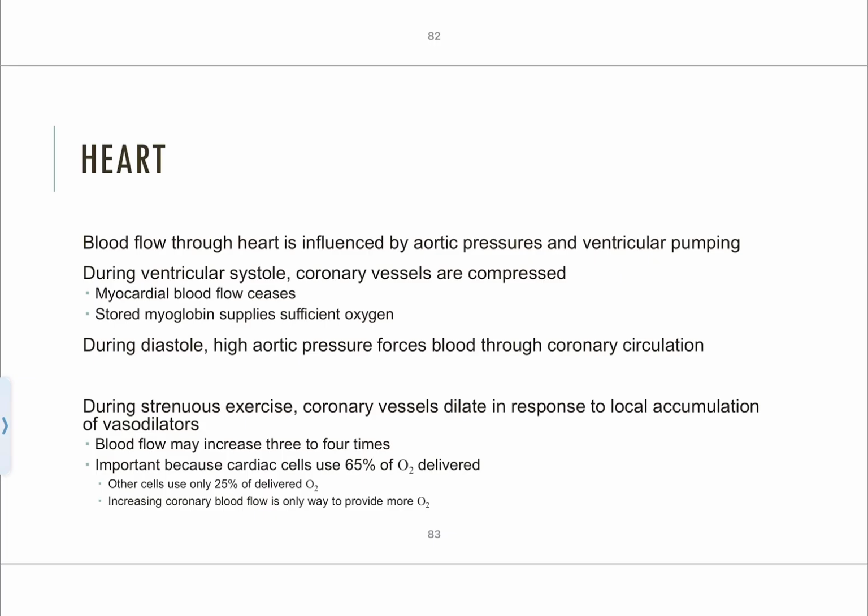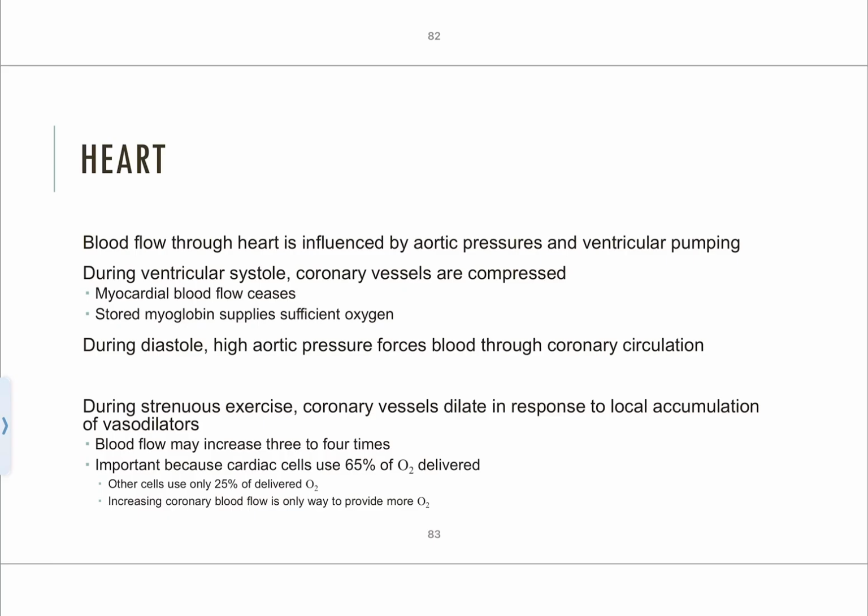During ventricular systole, when our coronary vessels are compressed, we have stored myoglobin, which provides the oxygen needed by our cardiac muscle tissue. During diastole, or ventricular rest, the high aortic pressure helps force blood through coronary circulation. In strenuous exercise, our coronary vessels dilate in response to local accumulation of various vasodilators. These vasodilators can increase the blood flow 3 to 4 times.